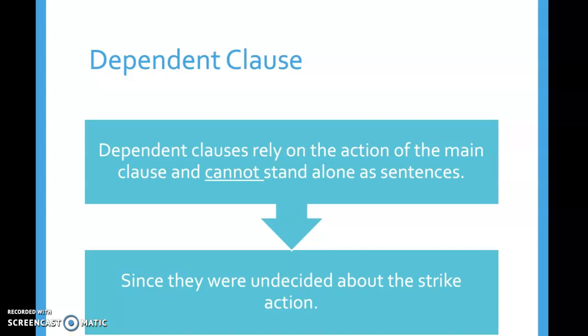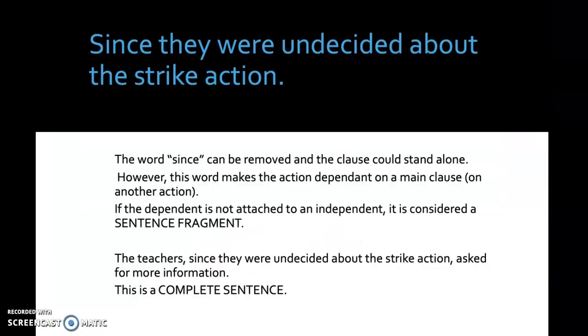In this case, the example on the screen, since they were undecided about the strike action, the word since creates a situation where you have a sentence fragment because it isn't complete. We don't know what happens since. Because we only have that part of the sentence, we only have the dependent clause, we have an incomplete sentence or a sentence fragment.